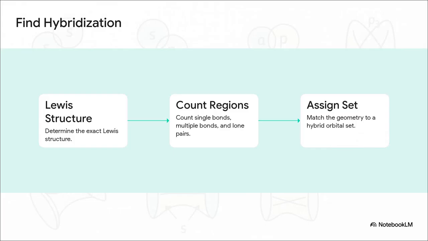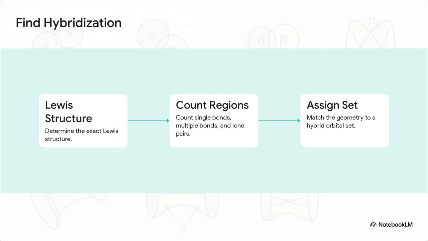So, how do you actually apply this practically? Well, here is a super concrete 3-step guideline you can use to determine the hybridization of absolutely any central atom. Step 1. Determine the standard Lewis structure of the molecule. Easy enough. Step 2. Simply count the regions of electron density around your central atom.